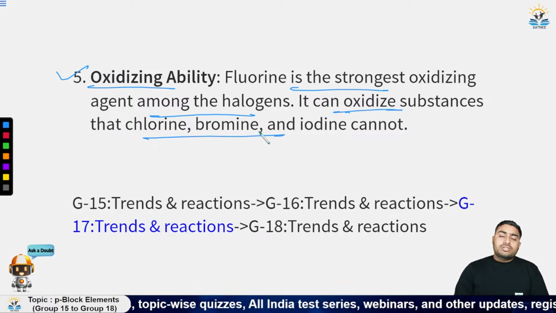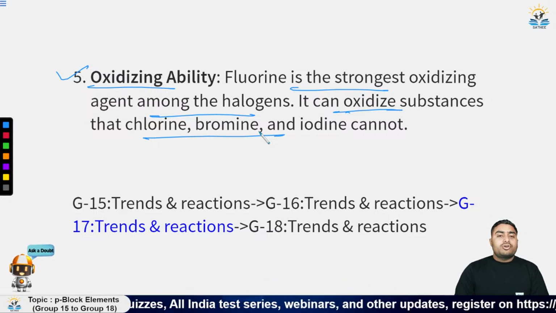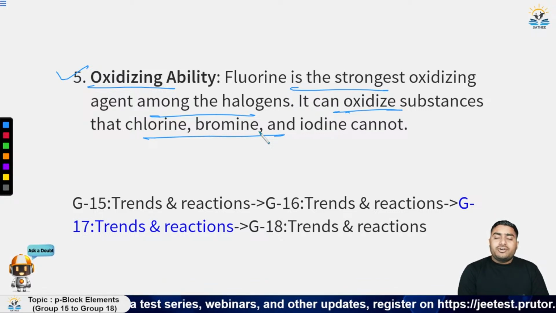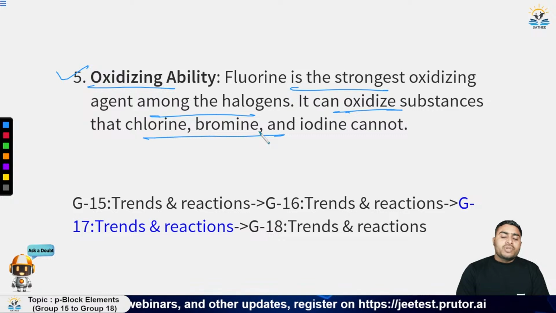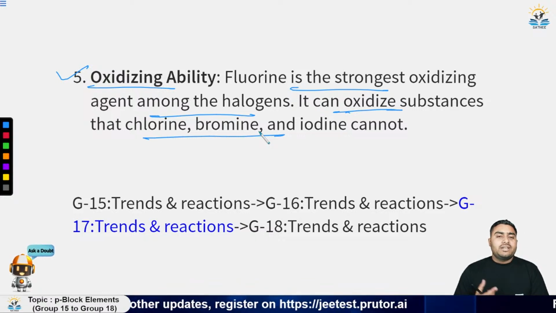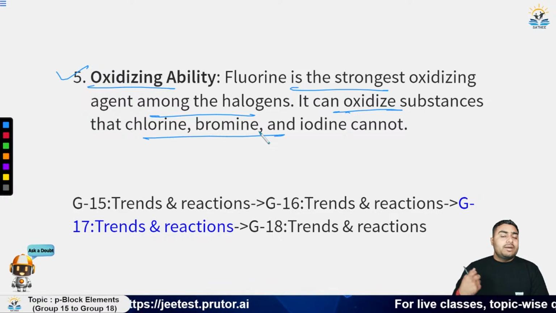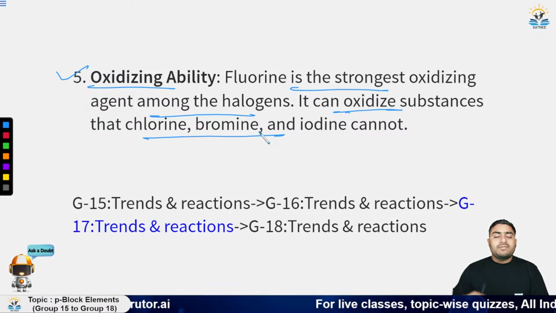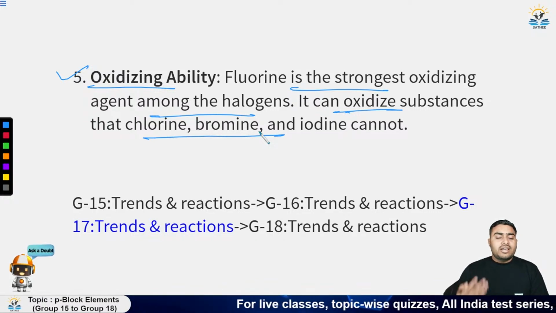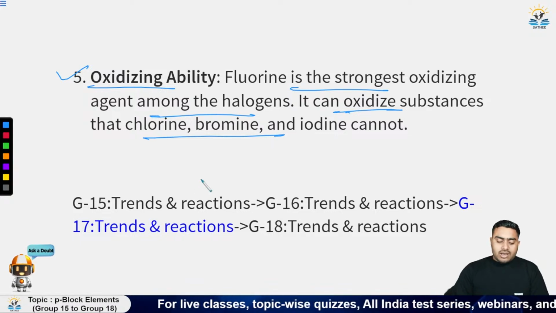So it can oxidize those substances, and those substances cannot be oxidized by chlorine, bromine, and iodine. That means other halogens, okay? So it has an oxidizing ability. That means it is acting as a strong oxidizing agent. If it is a strong oxidizing agent, it itself undergoes reduction, and it can oxidize the other one, okay? I hope this is clear.